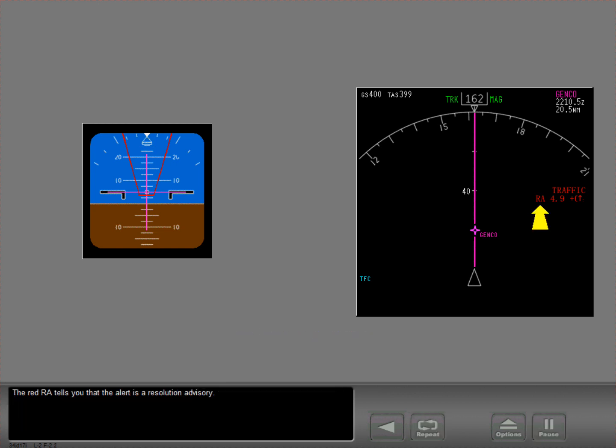The red RA tells you that the alert is a resolution advisory. The traffic is at a distance of 4.9 nautical miles, 400 feet above your airplane, and is in a climb at more than 500 feet per minute. Because the no-bearing alert is an RA, the voice alert is heard and the red vertical guidance symbol is shown on the attitude indicators.